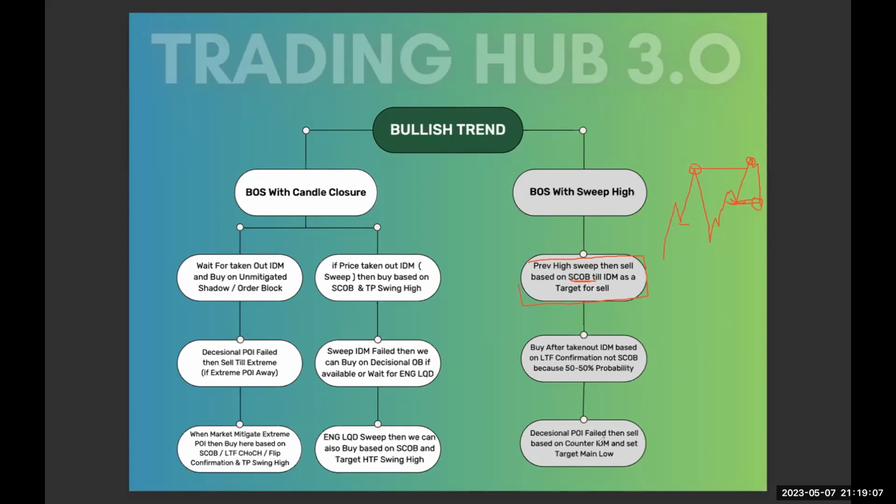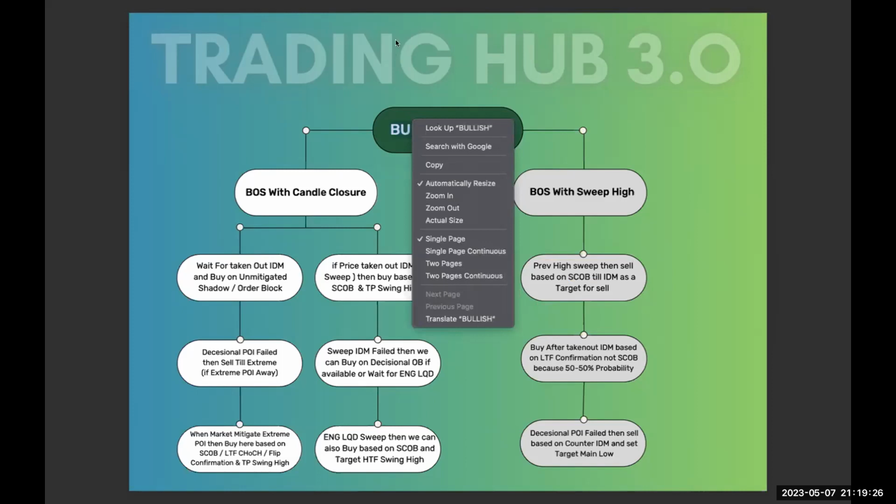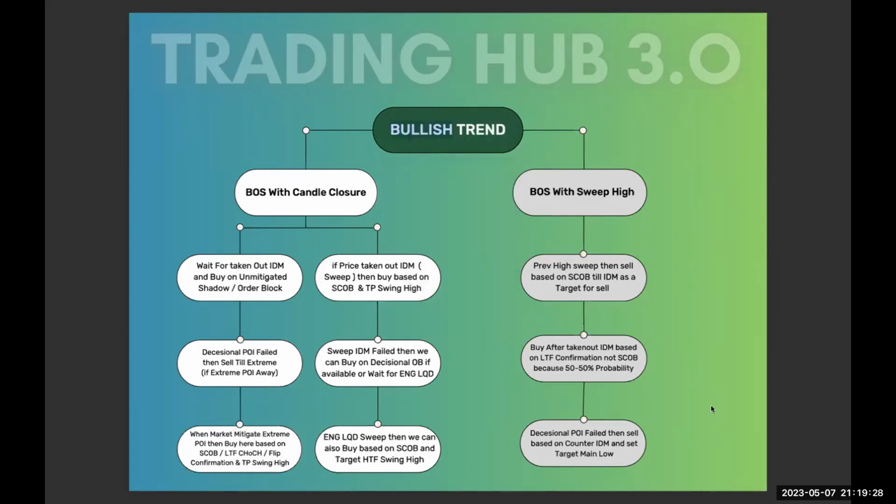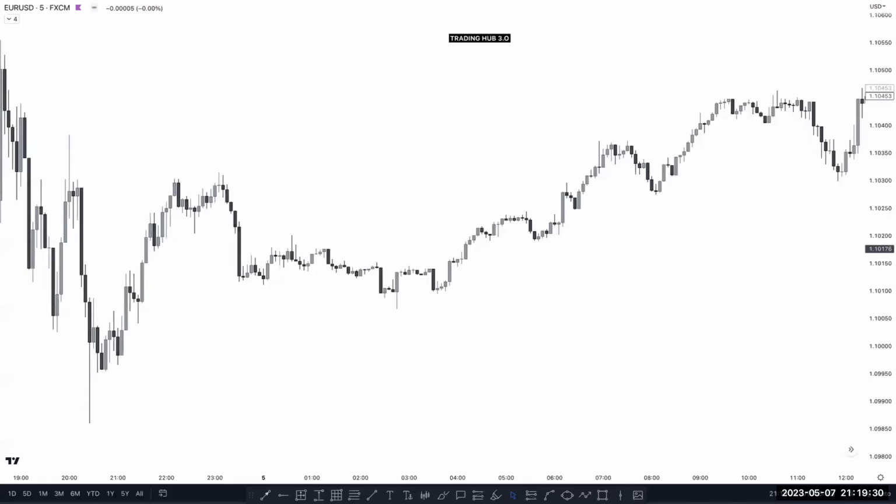Decisional PUI failed, then sell based on counter trend IDM and set main target low. If this low here is the order block and mitigates and fails, then you can sell here and target the main low. Okay. Now let's switch to the next scenario, which is bearish.